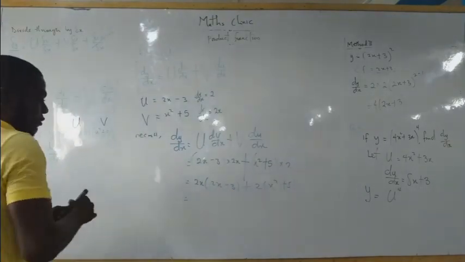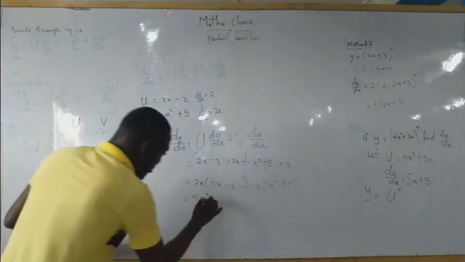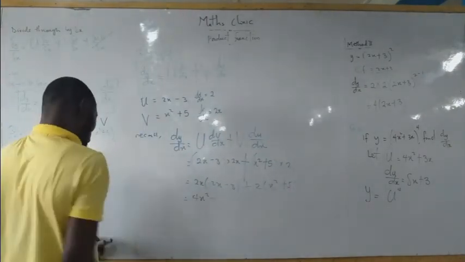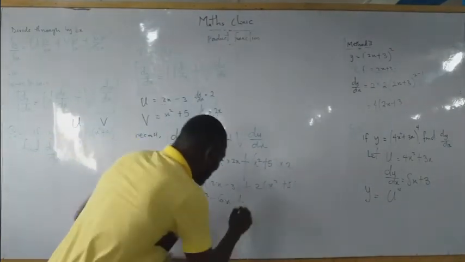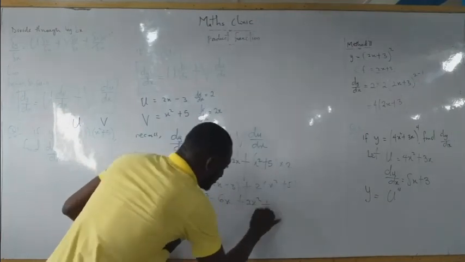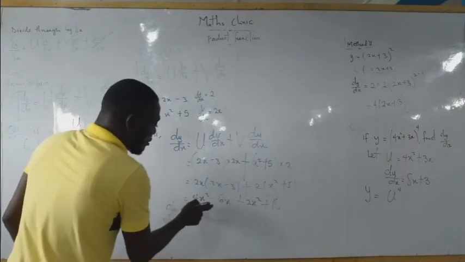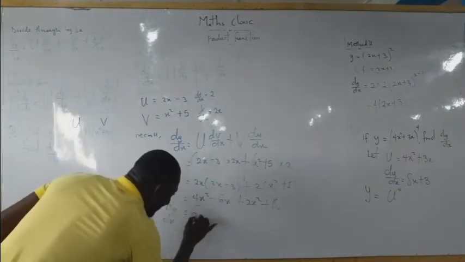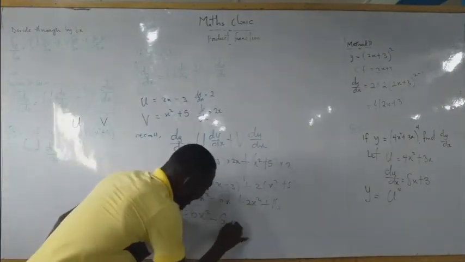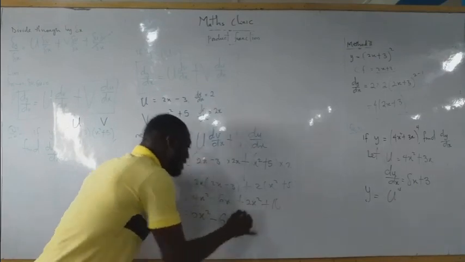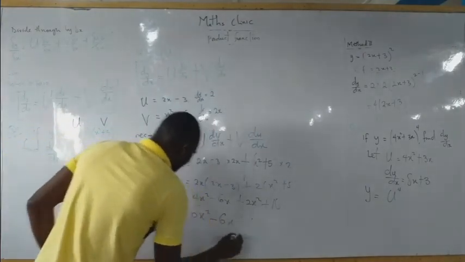This is not your final answer. Open the bracket. This will give you 4x raised to the power 2, minus 6x, plus 2 times x squared, 2x squared, and 2 times 5 is 10. Sort it out: dy/dx equals 4x squared plus 2x squared, that is 6x squared, minus 6x plus 10. This gives us the answer that we are looking for.